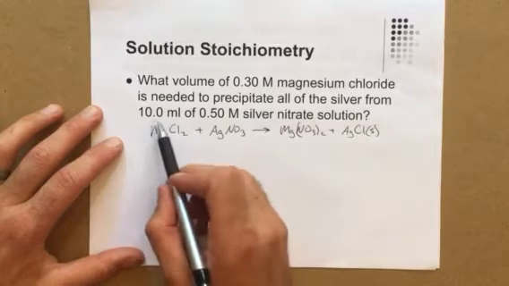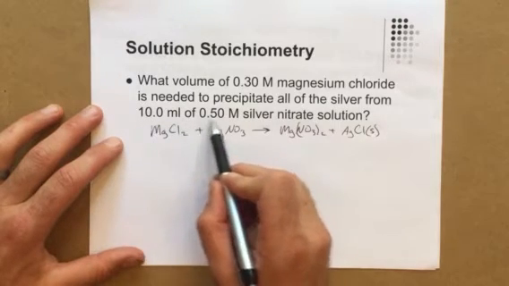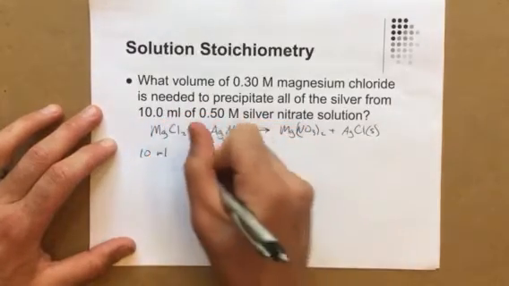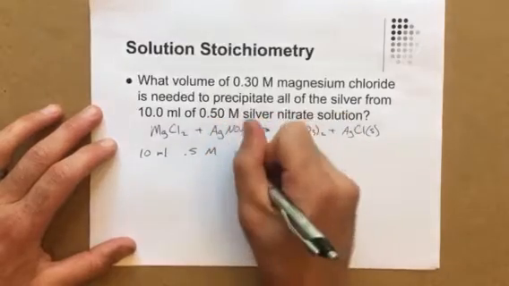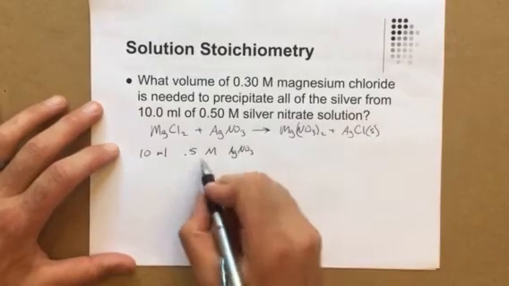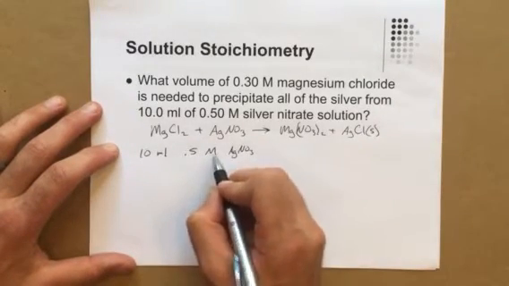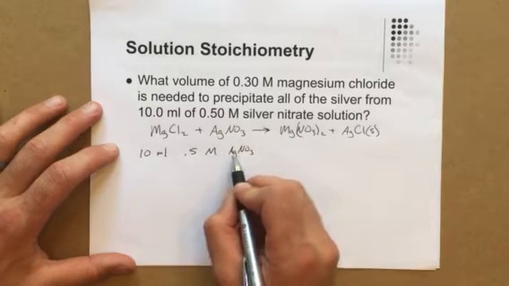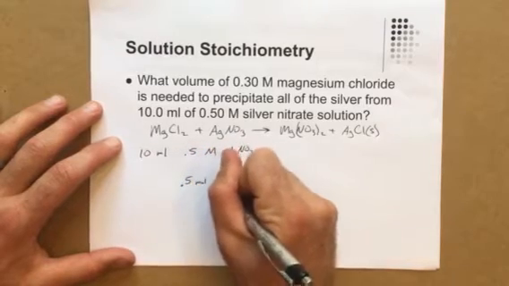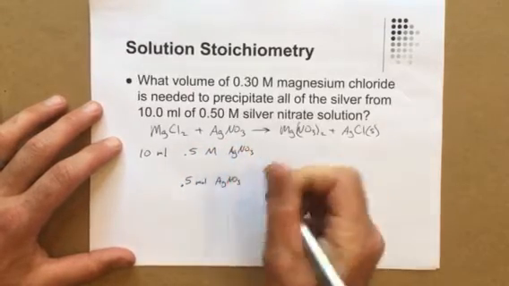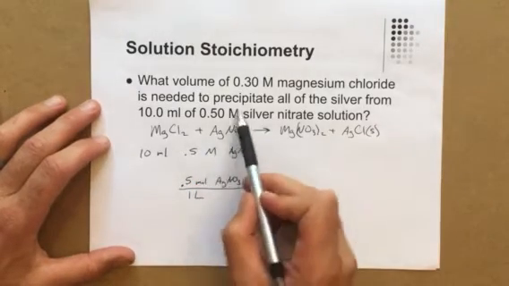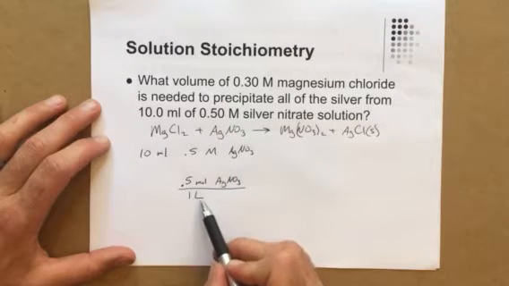All right, so we're going to look at what we're starting with. We're starting with 10 milliliters of 0.5 molar AgNO3. All right, well, what does molarity mean? Molarity means moles per liter. So when you have 0.5 molar AgNO3, what that really means is that we have 0.5 moles of AgNO3 for every 1 liter of solution. It's going to be given to you as molarity, but I think it's easier in the problem to write it out as moles per liter.